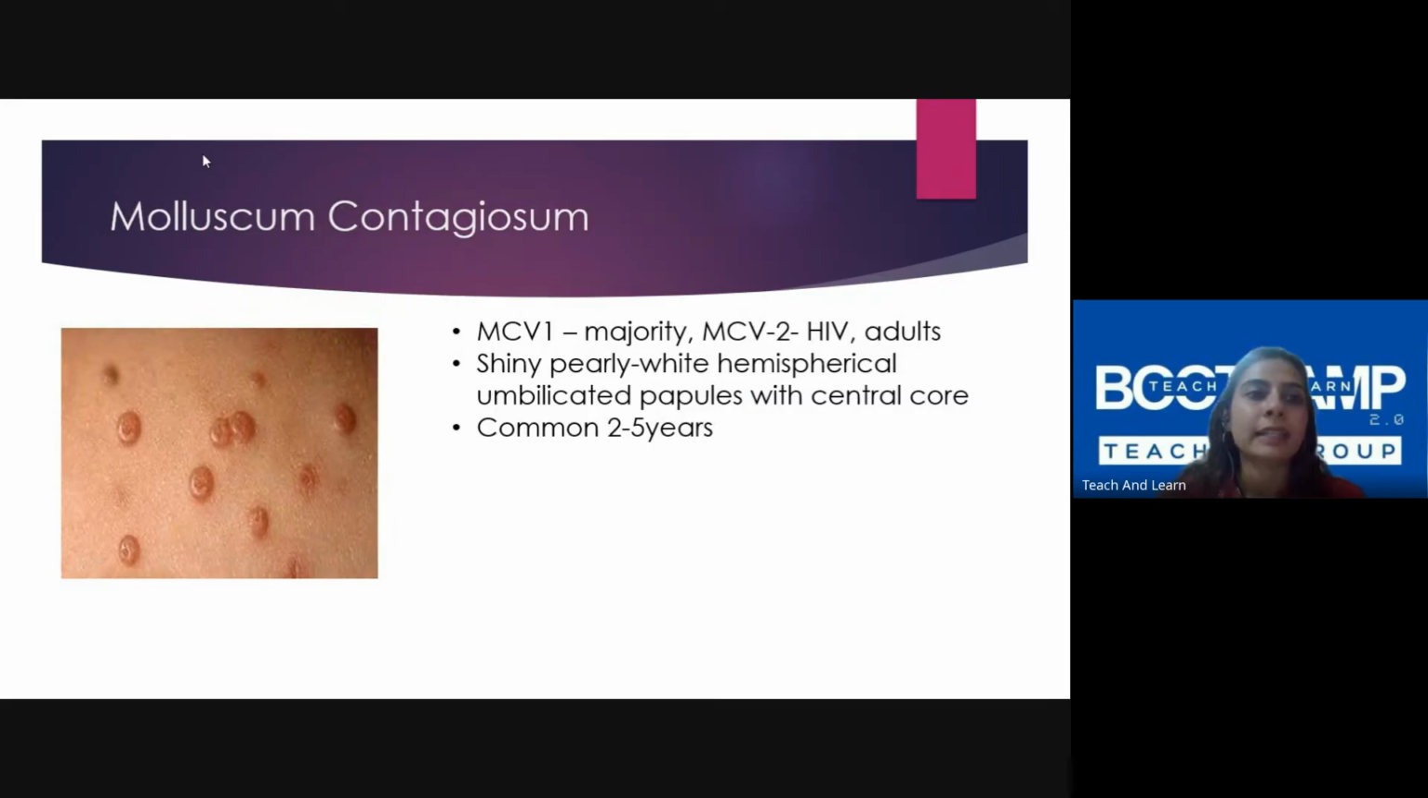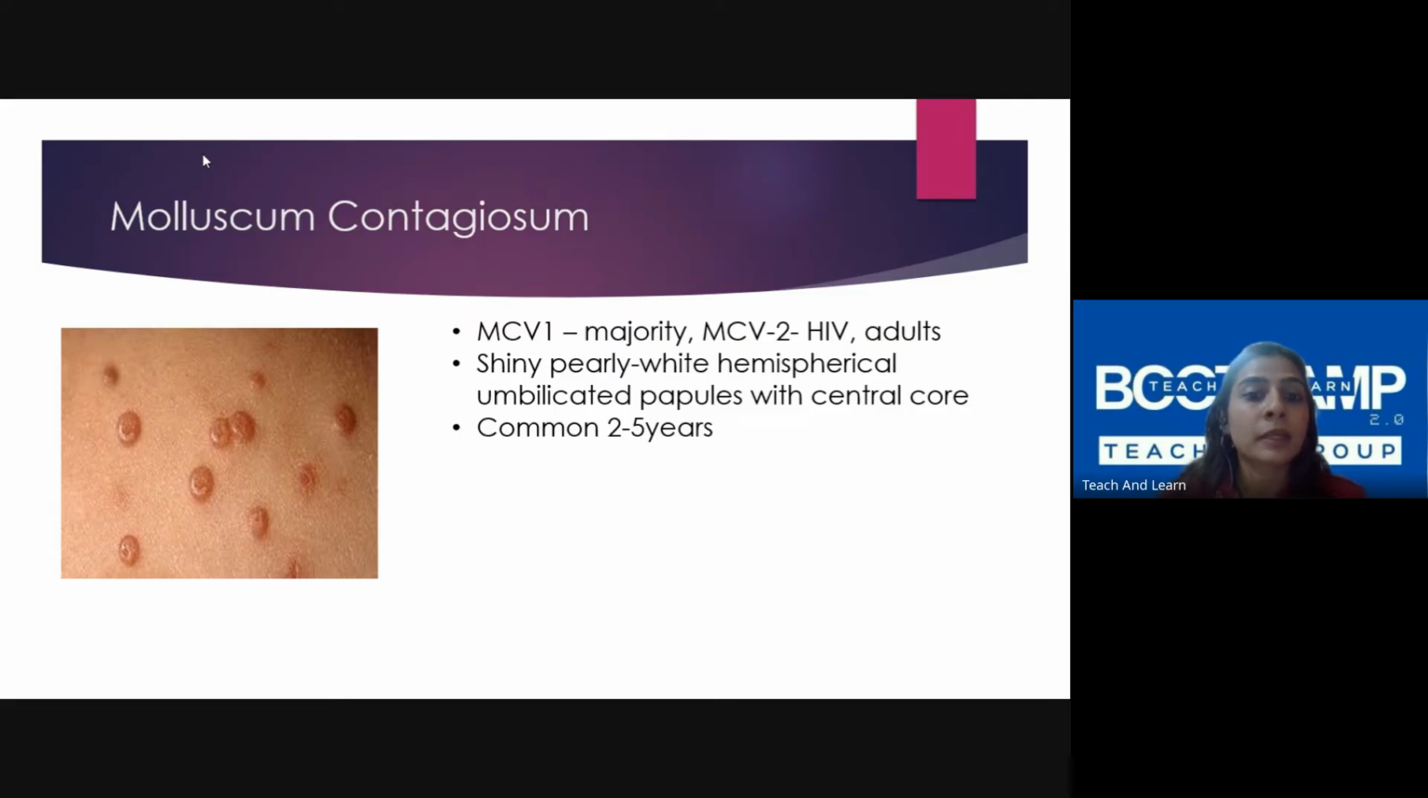Okay. Next would be Molluscum contagiosum. So it is caused by MCV1 in the majority, or MCV2 usually in adults and HIV related cases. The typical presentation would be what is shown in the picture, that is shiny, pearly, white, hemispherical, umbilicated papules with a central core.